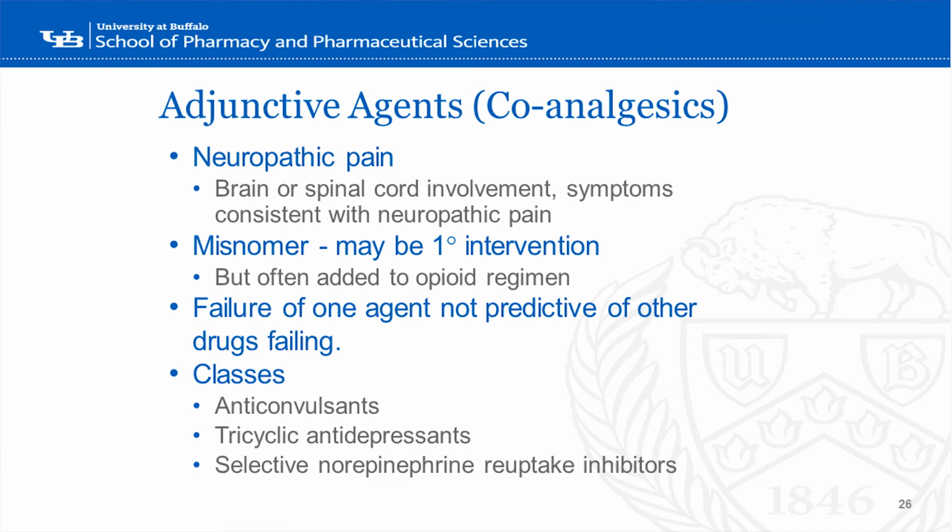One thing to note is that failure of one agent, even within the same class of drugs, is not predictive of other drugs failing. So it's important that we look at those classes of drugs to add, which include anticonvulsants, tricyclic antidepressants, and selective norepinephrine reuptake inhibitors.